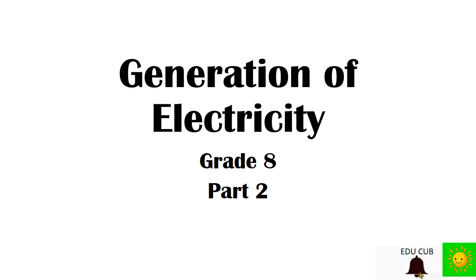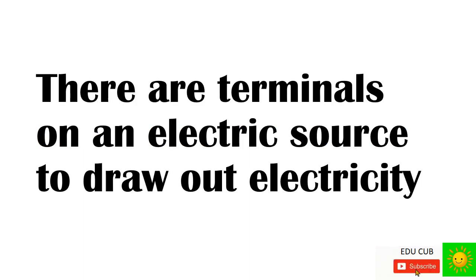Today we are with the second part of the grade 8 science lesson, generation of electricity. Our subtopic is terminals of an electric source. Let's go. You may have heard that the terminals of dry cells should be connected correctly when they are put to an electric appliance.